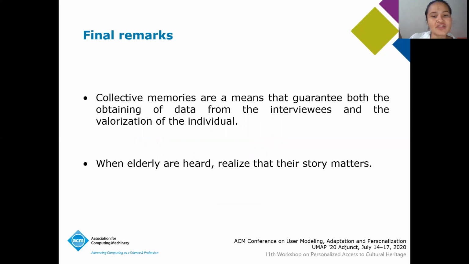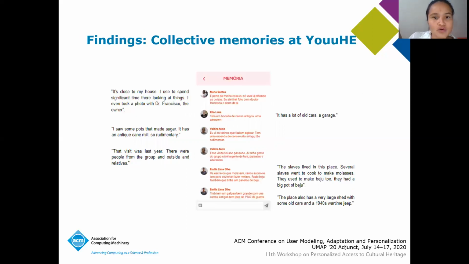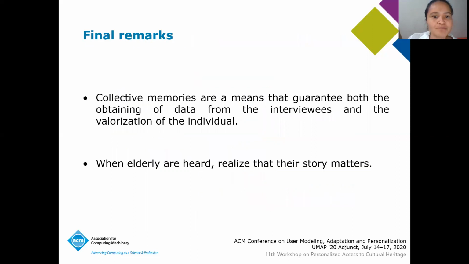So we have evidence that group collaboration increased as memories were created. Some interactions indicated that a memory created by a participant served as a stimulus for others to remember their own stories and collaborate.